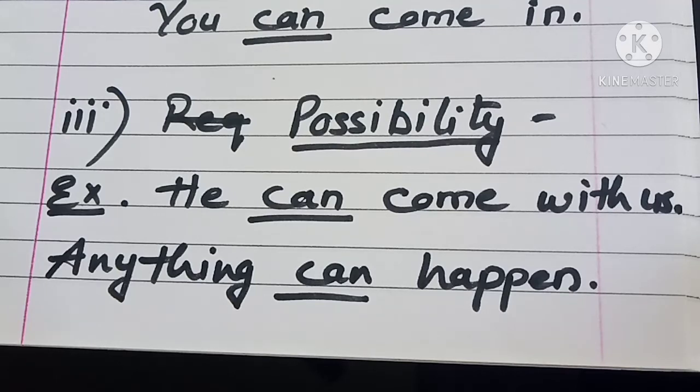So in this way we have learned that our first modal auxiliary can be used to express ability, meaning something can be done; to express permission, meaning giving or taking permission; and to express possibility, meaning something or anything can happen.